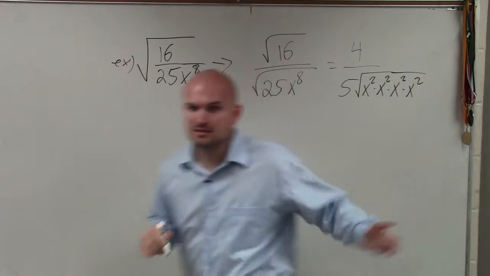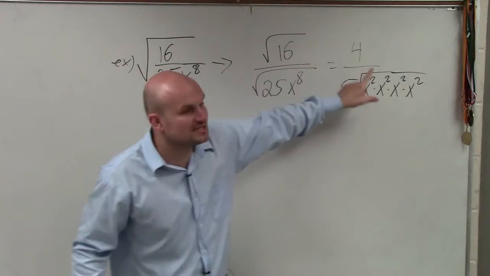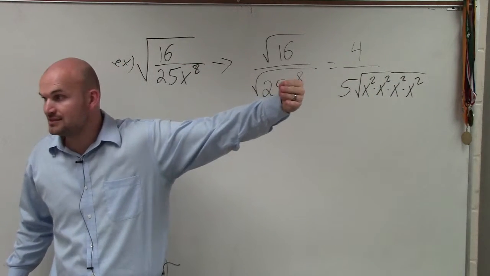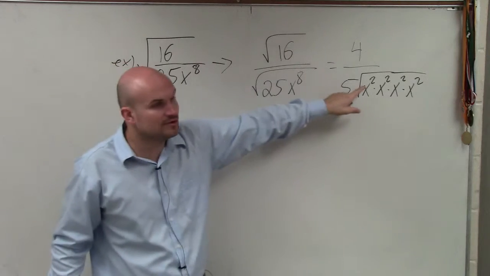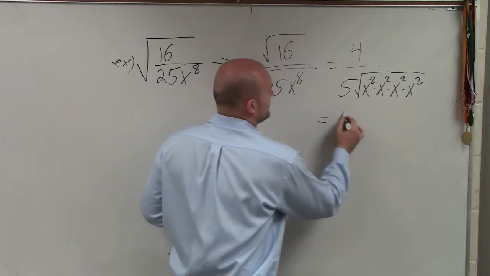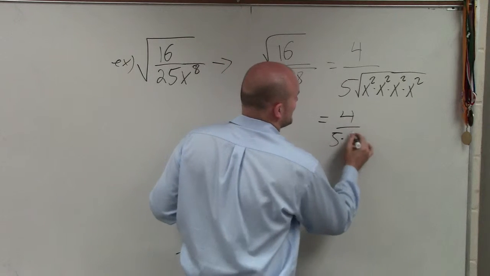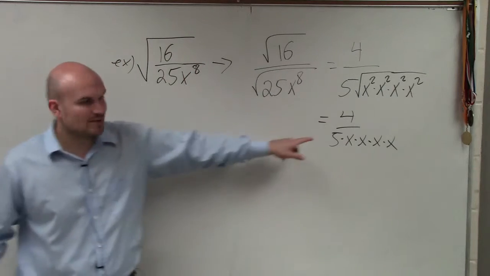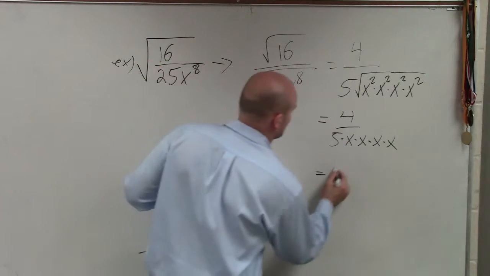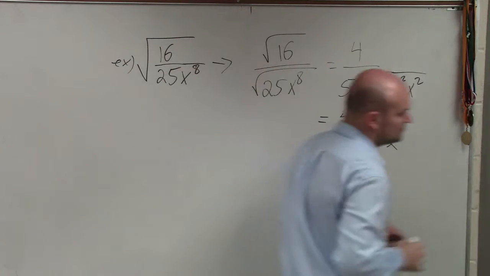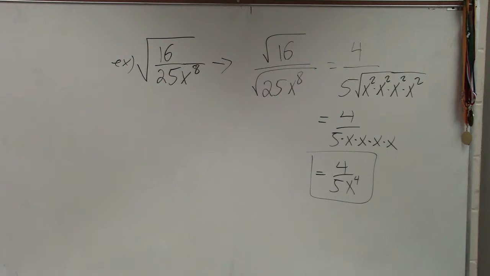Does that make sense? The x to the 8th is the same thing as x squared times x squared times x squared times x squared, right? Because you add the powers. Yes? So now, can I take the square root of each of these x squareds? Yeah, so I'm left with 4 over 5 times x times x times x times x, which is going to give me 4 over 5 x to the 4th. Done. Fine.